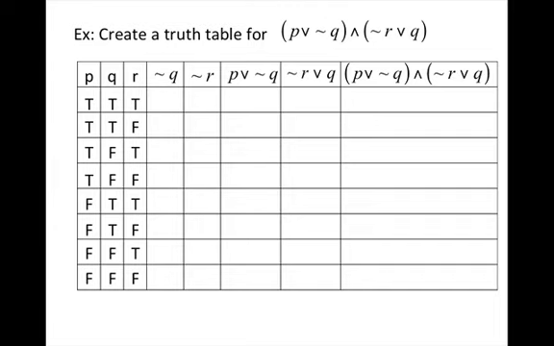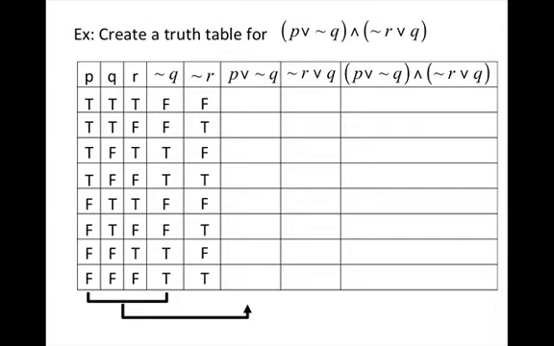Now let's find the two negations. For not Q, I take the opposite of Q. So I'm going to have false, false, true, true, false, false, true, true. For not R, I'm going to take the opposite of R. So I'm going to have false, true, false, true, false, true, false, true.